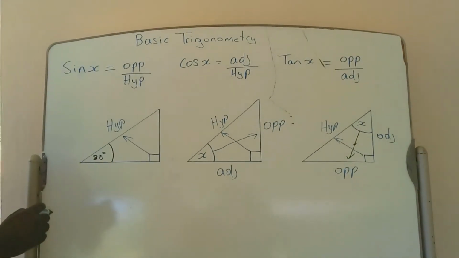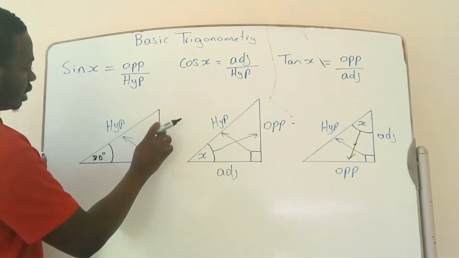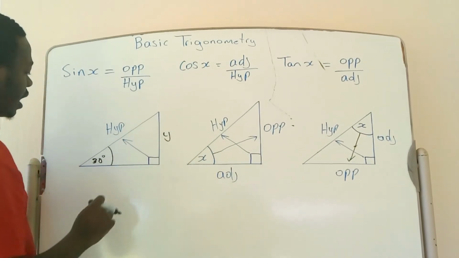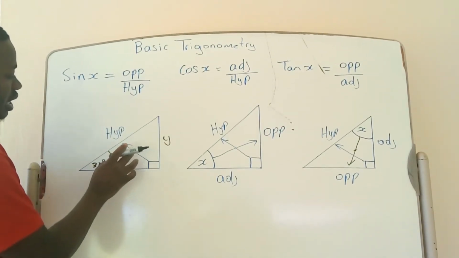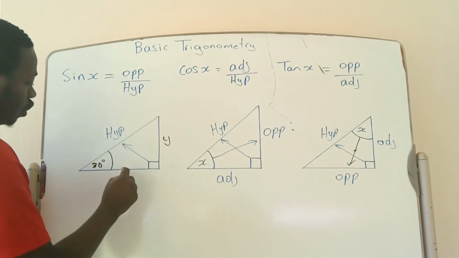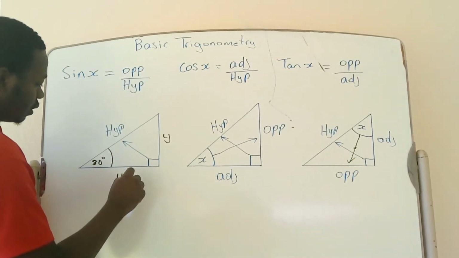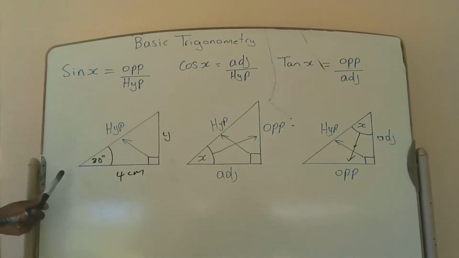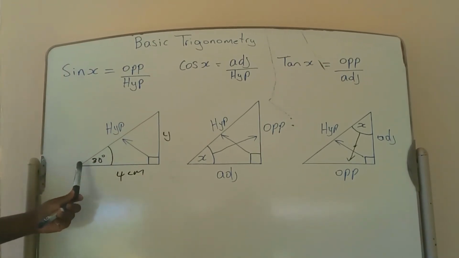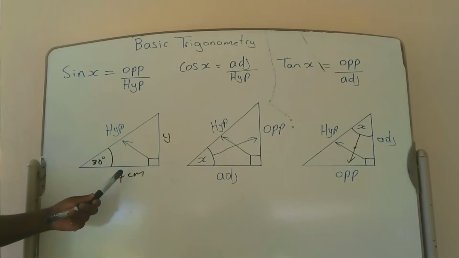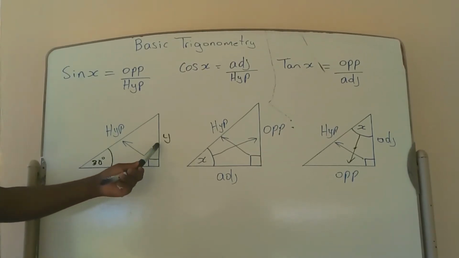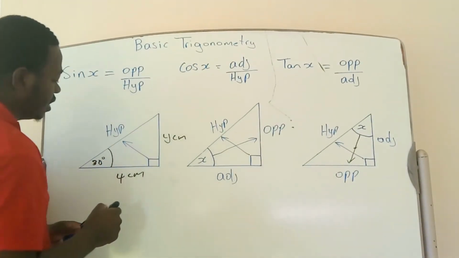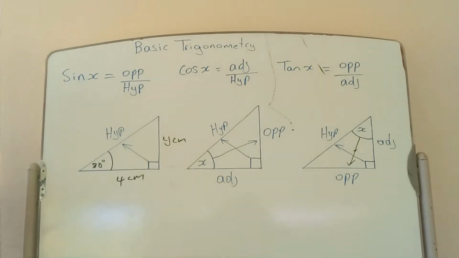And they say to you that we do not know what this side is. So in this case, I am going to call the length of this side y. And I am going to say that the length of this side is now 4 centimeters, right? So we know that the working angle is 30 degrees, and the side that we want to find is y centimeters, and we are given this information here.